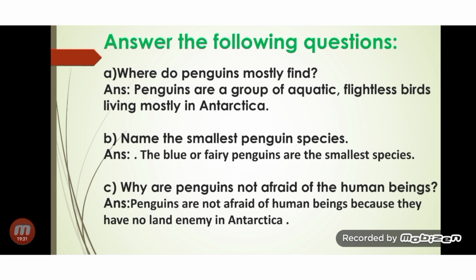C. Why are penguins not afraid of human beings? Answer. Penguins are not afraid of human beings because they have no land enemy in Antarctica. They have no land enemy in Antarctica, that's why they are not afraid of human beings.